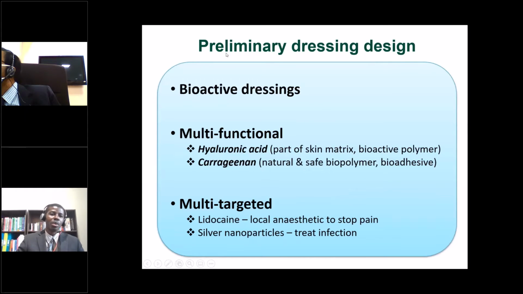And so we followed the initial principle from the first case study. We want the dressing to be biologically active, bioactive. We want it to be multifunctional. In this case, we're using hyaluronic acid, which is part of the natural skin matrix. So we're using a biomaterial again, another biomaterial. So unlike the first case study where we used natural and synthetic, here we're going for 2 natural biomaterials. And then we wanted it to be multi-targeted. So here, instead of diclofenac for the inflammation, we are using lidocaine because we want it to be treating acute pain. And then we use silver nanoparticles instead of antibiotics.